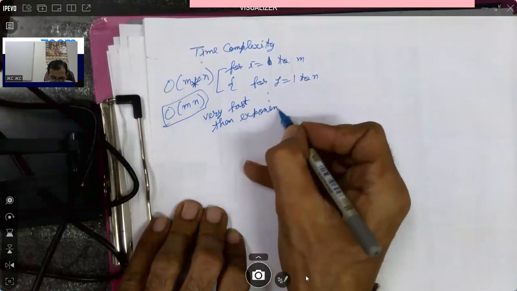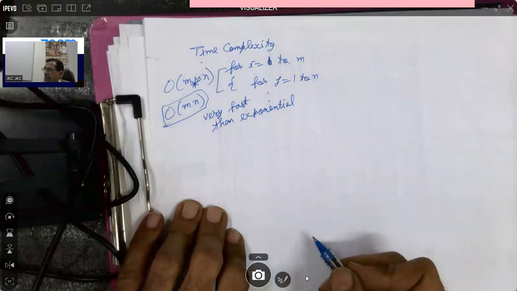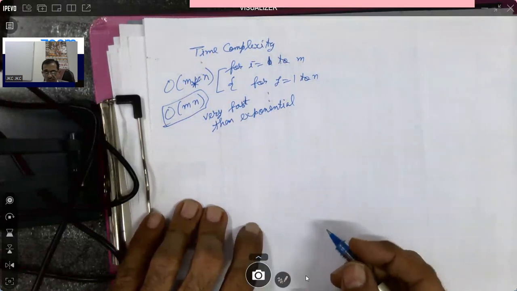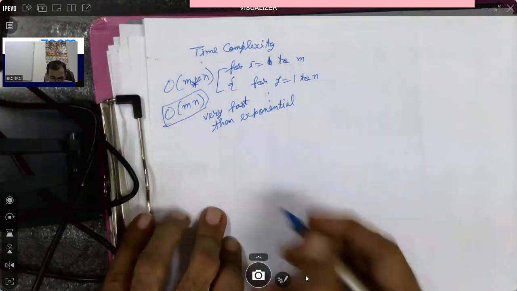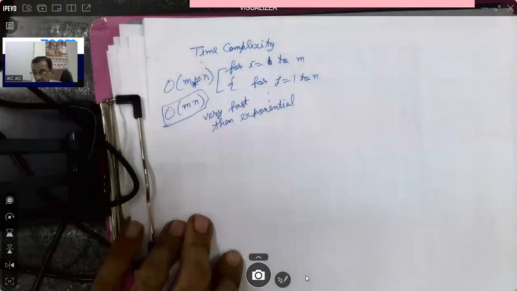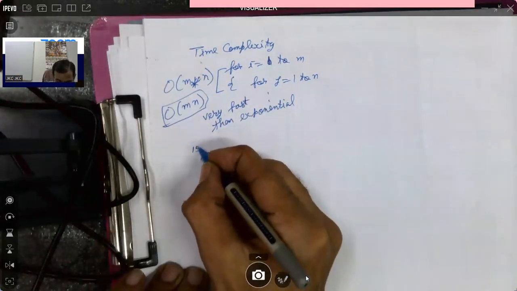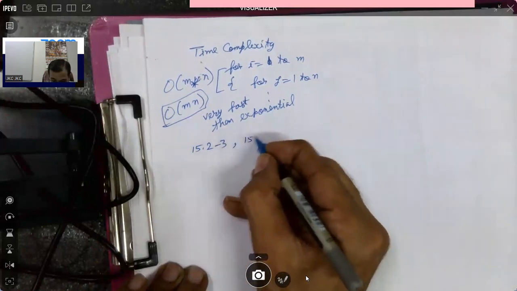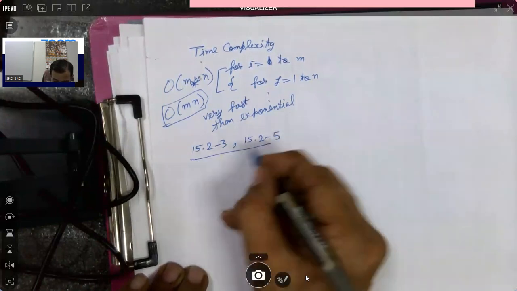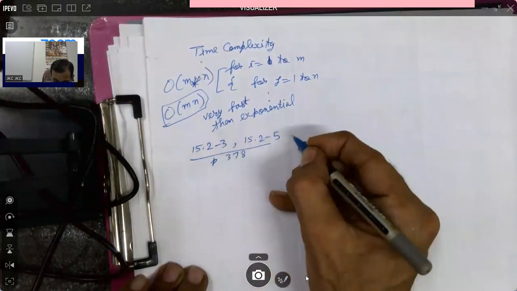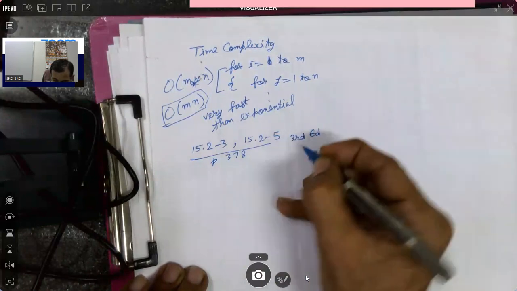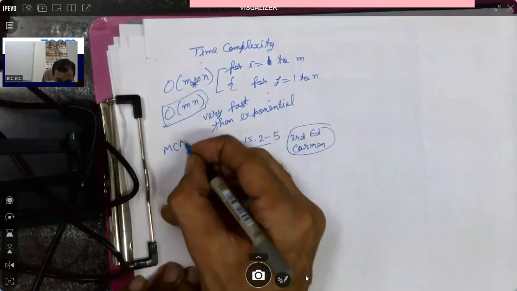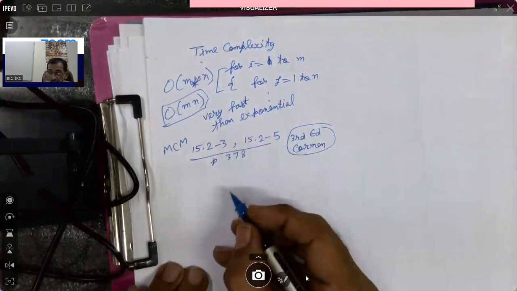So with this, I will stop my discussion, and we have got a better solution ready. Try this programming. Next class, we can discuss if there are any doubts. Secondly, I will give you certain exercises to be completed at your end. Exercises 15.2-3 and 15.2-5 on page 378 of the third edition of Cormen; these are the two sub-questions given over MCM. You must do this. It will help you get a better understanding.